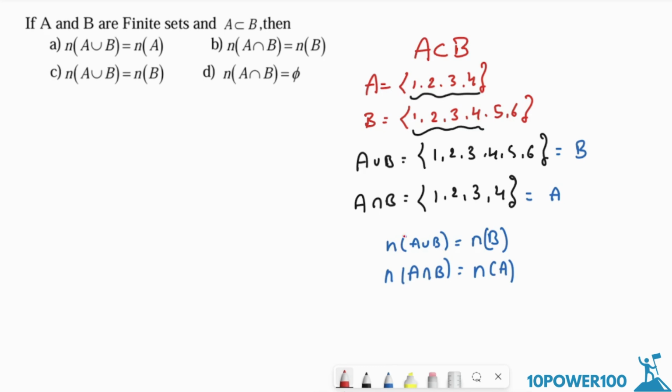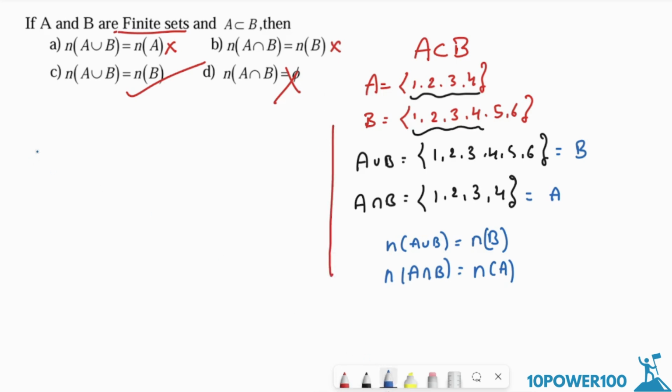We have n of A union B is equal to n of A. No, option A is wrong. Option B, n of A union B is equal to n of B. No, it's not given. Option B is also wrong because we have already found n of A intersection B is nothing but n of A, and n of A union B is equal to n of B, yeah, option C. Option C is the correct answer. And the intersection cannot be a null set because there are some elements that exist, and they have given it is a finite set. That means there are some elements, so it cannot be a null set. So option C is the answer.